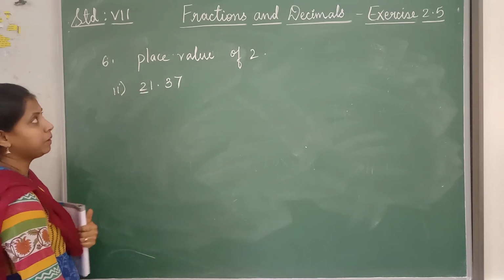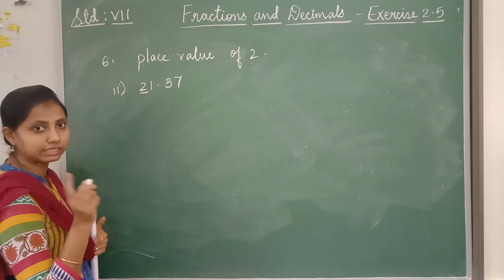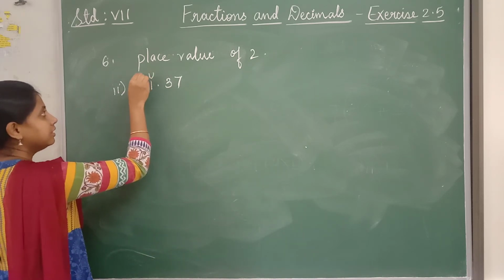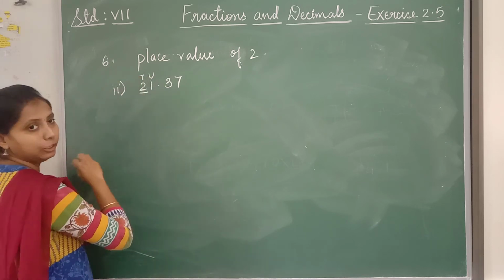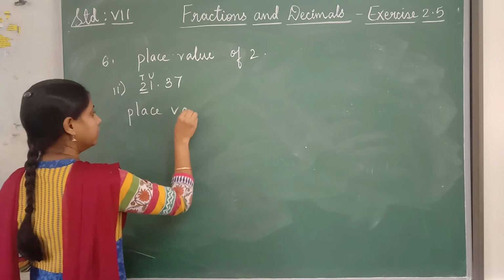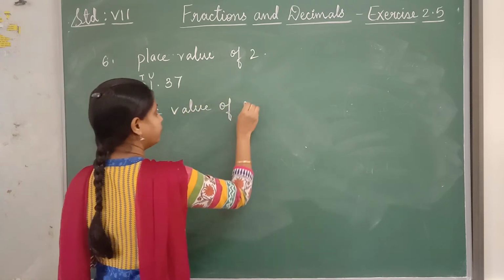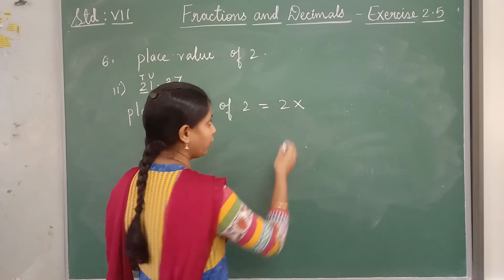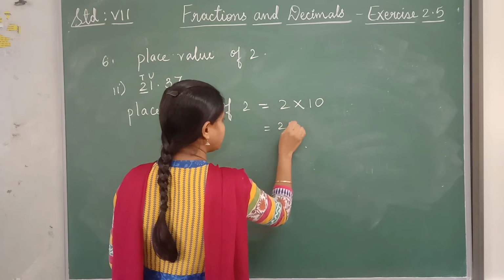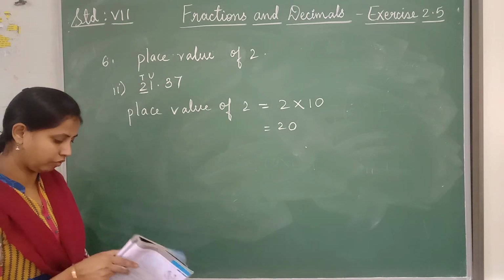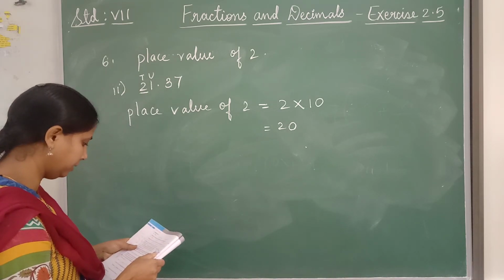Now it is in which place? To write the place value, firstly find the place. Units, tens. So what will be its value? So place value of 2 is equal to 2 into, it is in tens place. So 2 into 10, that is equal to 20. Okay, this way you have to write the place value. Okay, one more example.